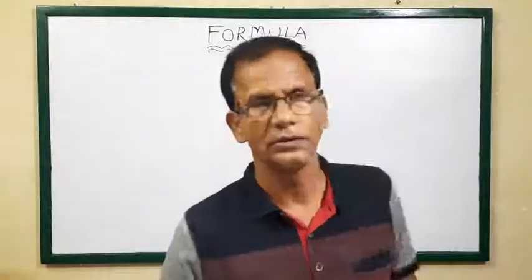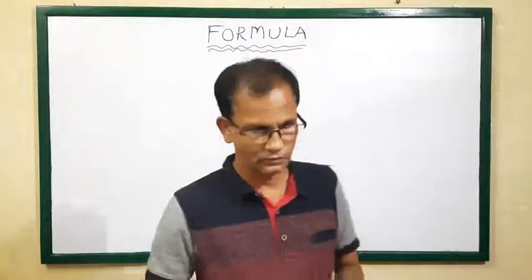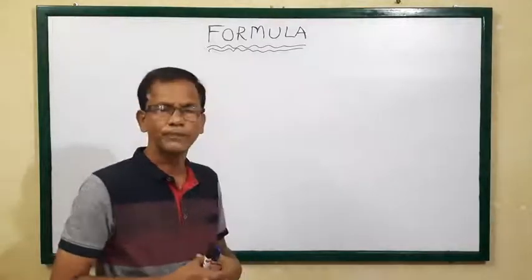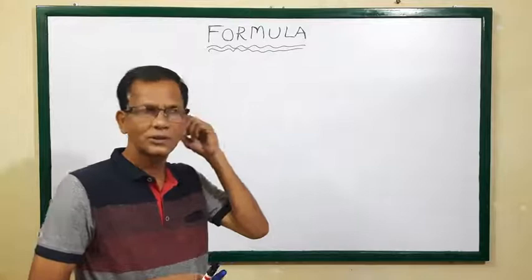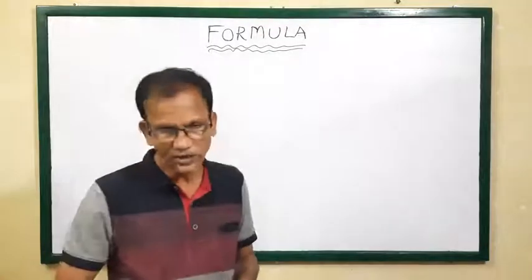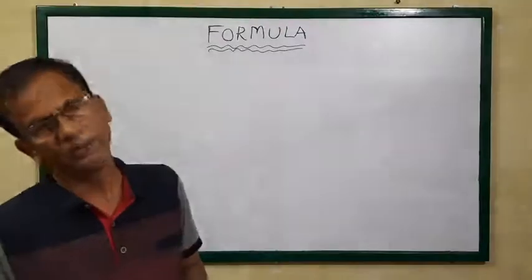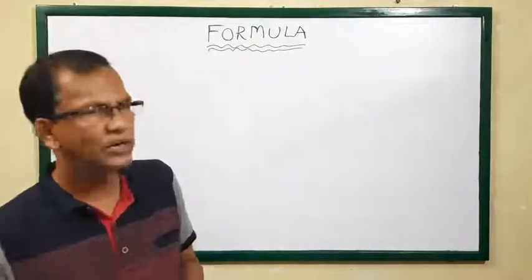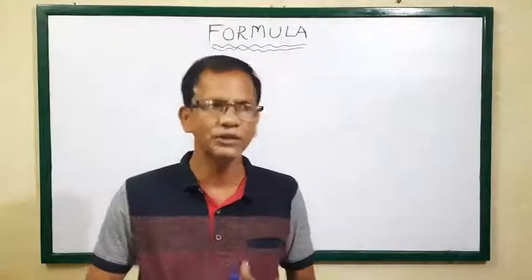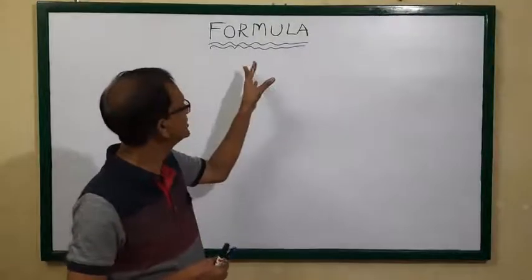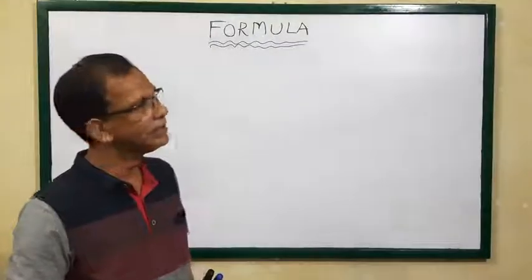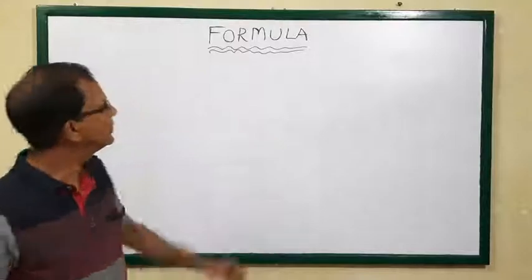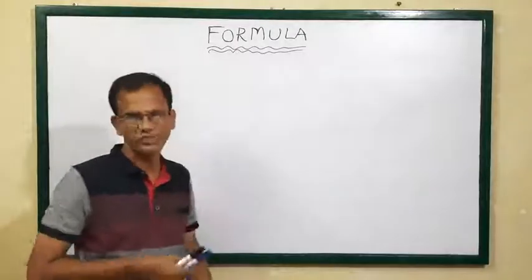Hello students, today we are going to discuss the important topic in atoms and molecules, that is formula. In the last class we discussed how to write the symbol of elements, the shorthand notation of the names of elements. Today we will discuss the shortest way to represent the name of a compound, that is called formula.